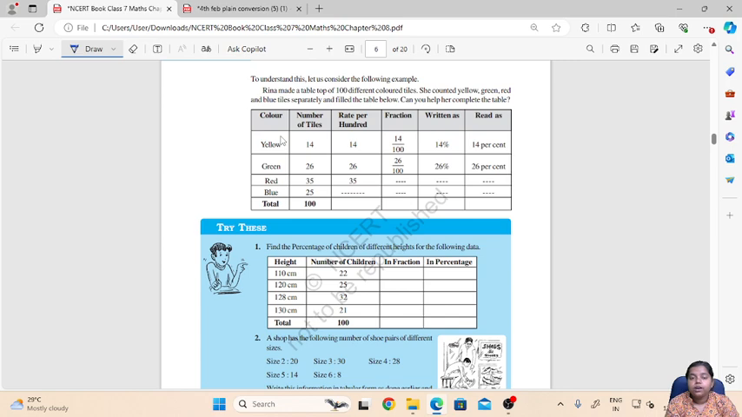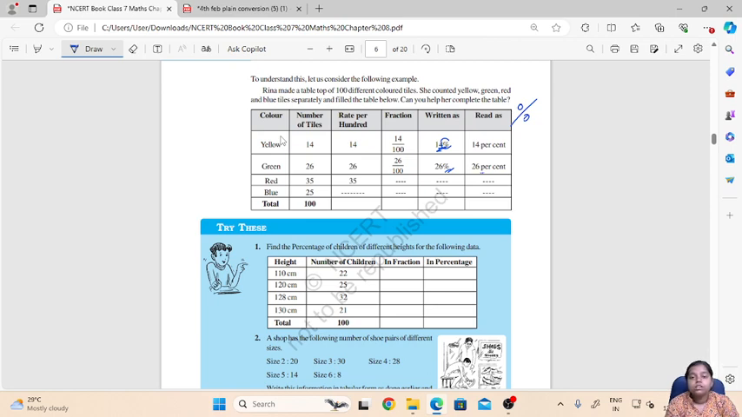First of all, for yellow there were 14 tiles. Rate per 100 was 14 only. For the fraction, we take the numerator 14 divided by 100, so 14 upon 100. So the percentage is 14%. You should write the percent symbol, and you have to read it as 14 percent. Similarly for green, 26 tiles were given and rate per 100 was 26, so 26 upon 100. You write 26% and read it as 26 percent.